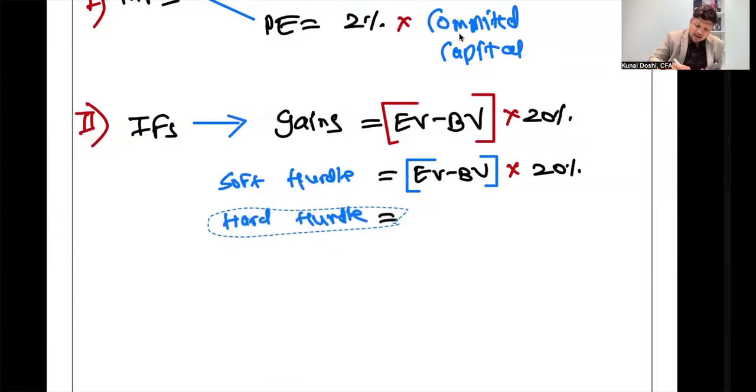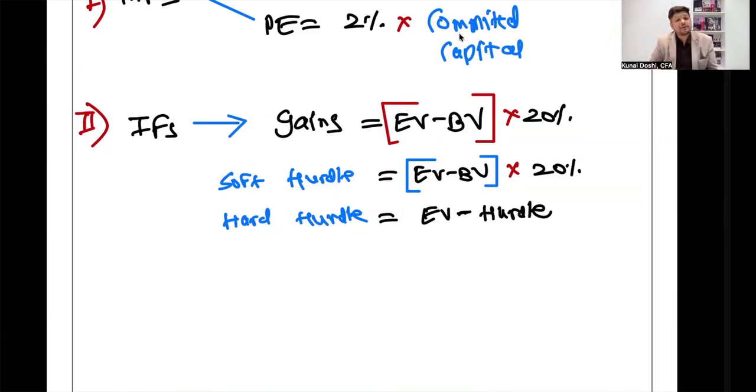If it's a hard hurdle, it is ending value minus the hurdle. And the hurdle value is, let's say, 5%. So until the fund reaches 105, it is still the hurdle, and then the 20% applies on the excess. Are you with me on this? These are no formulas, just concepts that you should have in your mind.